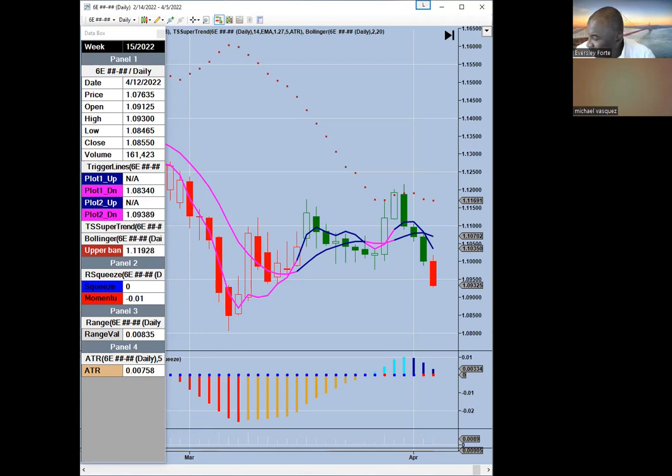So how many ticks? Gordon, you ought to know the answer. Exactly how many ticks is it? 180. Okay. 180, thank you. If the difference is 0.0180, that's 180 ticks. So 0.0180 would be 180 ticks.